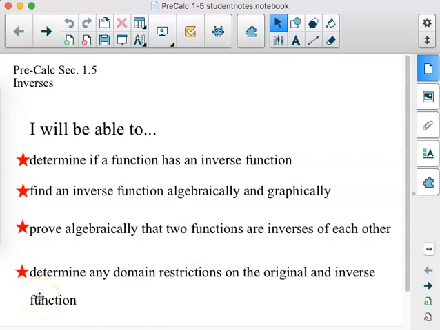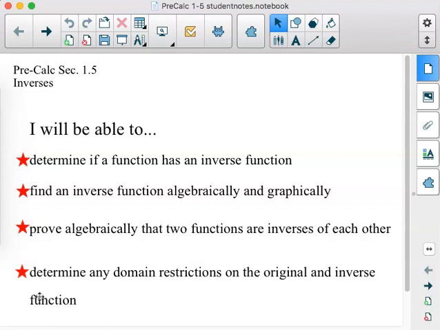So, learning objectives for 1-5. And 1-5, if you were peeking at that before I got started, we're talking about inverses. You did inverses in Algebra 2, so it won't be totally brand new. And we have 4 concepts to rate yourself on before the lesson.